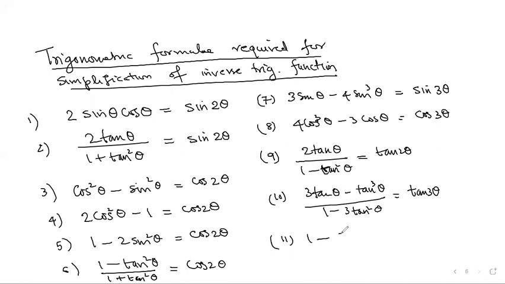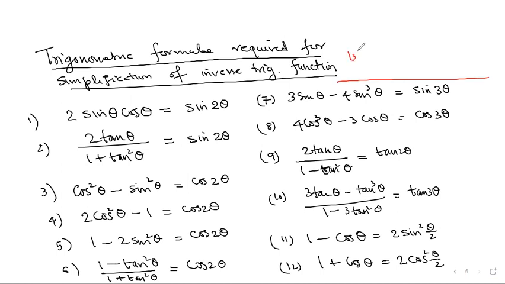11th. 1 minus cos theta equals 2 sine square theta by 2. 12th. 1 plus cos theta equals 2 cos square theta by 2. Fine. 2 और फॉर्मूला है, लिखने का जगह नहीं. Okay, I'll write it on top. This I am not going to use much, but आपको याद होना चाहिए.